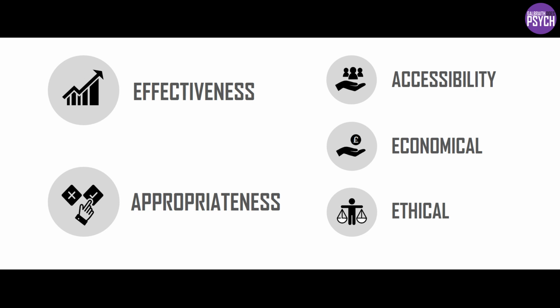There are other properties, other qualities that I do talk about, such as how accessible they are, how economical they are, and how ethical they are. And we'll get to those later on. But your absolute key ones to focus on for paper 3 are effectiveness and appropriateness.